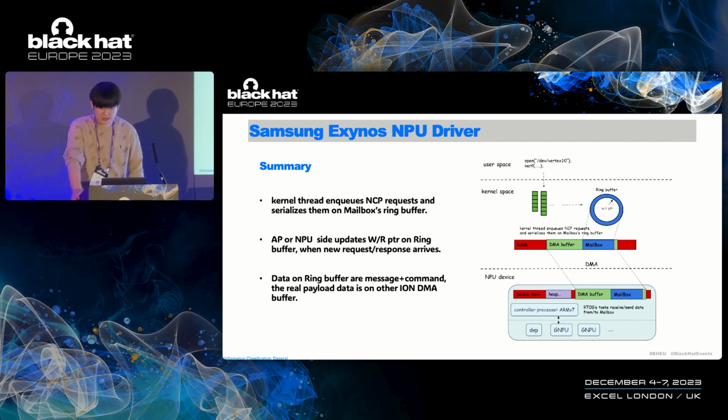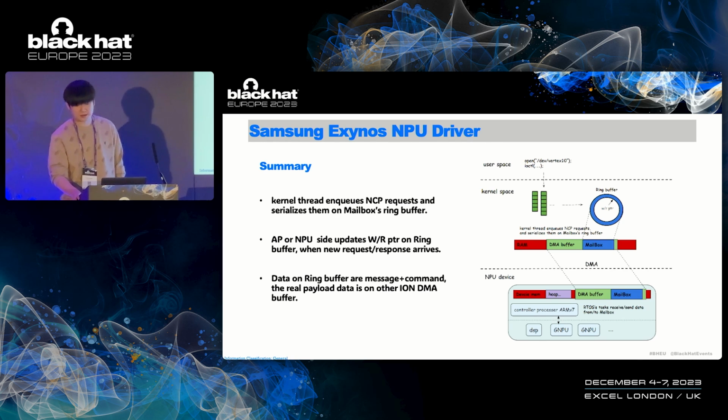Okay, to sum up, the kernel and the NPU transfer data through the mailbox on the DMA buffer. A kernel worker task will in-queue all the NPU requests and serialize them on the mailbox ring buffer. Then it updates the read or write pointer to notify the other side there's a new request or response. The real request payload is on a DMA buffer created by ION. It is a shared buffer, shared between user space, kernel, and firmware.